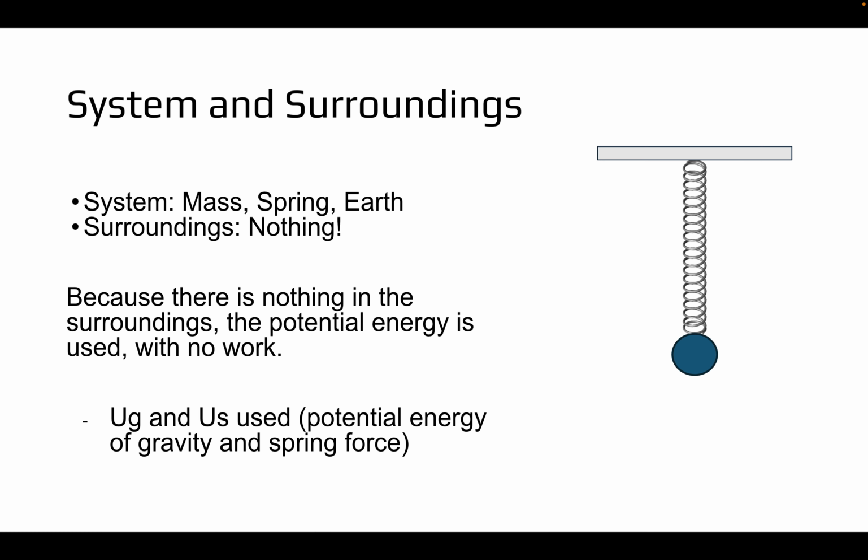So, our system and surroundings. Our system is the mass, the spring, and the earth, and our surroundings is nothing. Because there's nothing in the surroundings, potential energy is used with no work, as work is zero. So the two values used are the potential energy of gravity and the potential energy of the spring force.